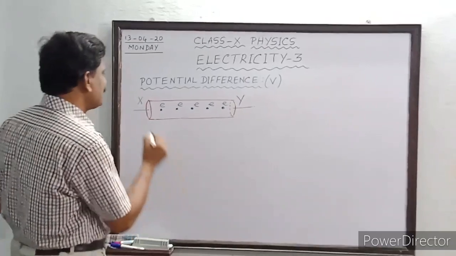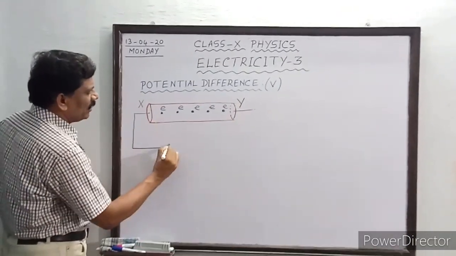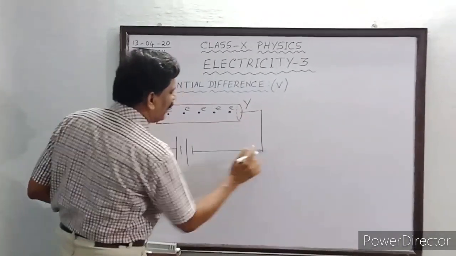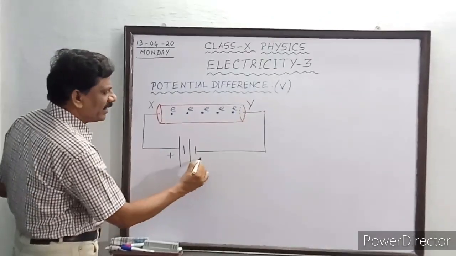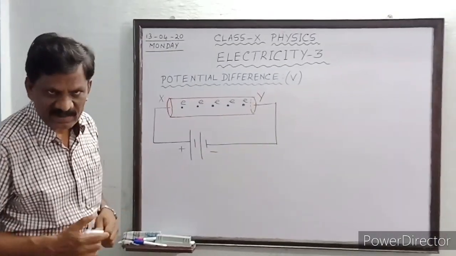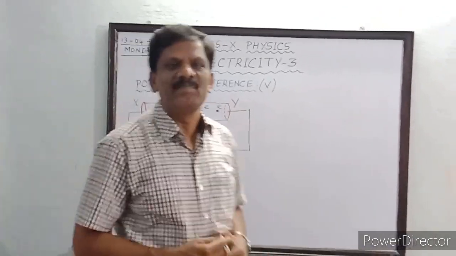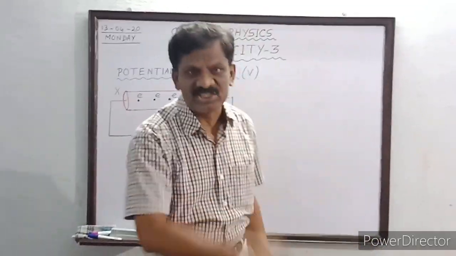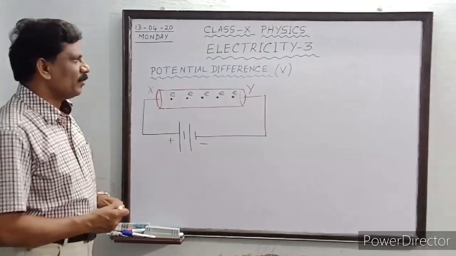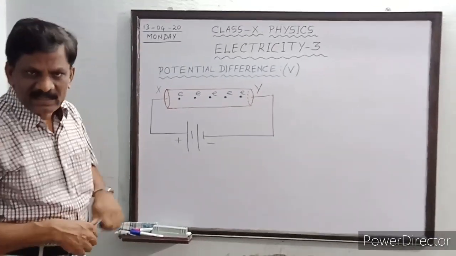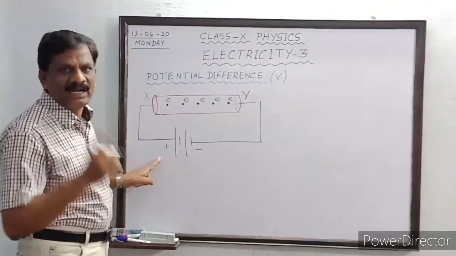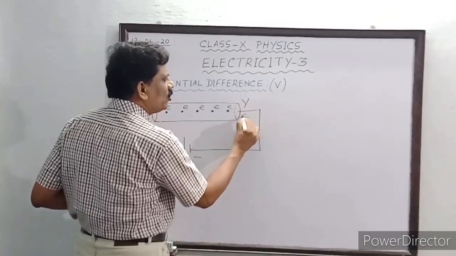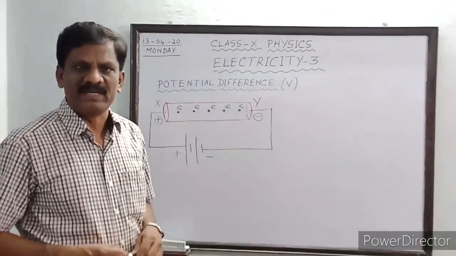Okay, let us connect the two ends. The end X is connected to the positive terminal and the end Y is connected to the negative terminal of a battery. So this is the positive terminal, this is the negative terminal of a battery. The moment we connect a battery across the conductor, a potential difference is said to be established across the conductor. So there is a potential difference between the two ends X and Y. The end X is at a positive potential and hence is said to be at a higher potential. The end Y is said to be at a negative potential or lower potential.